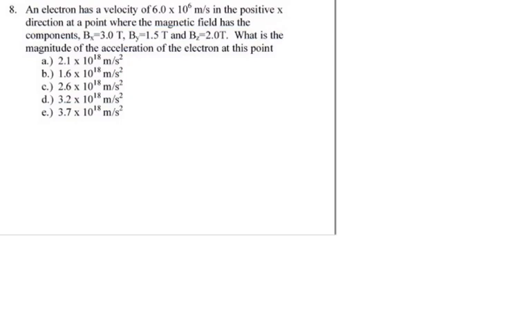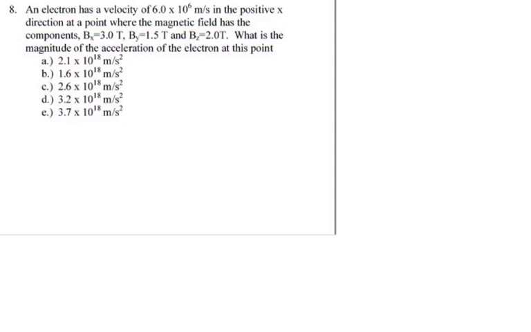Here's sample test 3, problem number 8. An electron has a velocity of 6 times 10 to the 6 meters per second in the positive x direction at a point where the magnetic field has the components B_x equal to 3 Tesla, B_y equal to 1.5 Tesla, and B_z equal to 2 Tesla. What is the magnitude of the acceleration of the electron at this point?